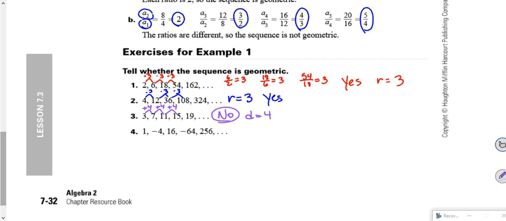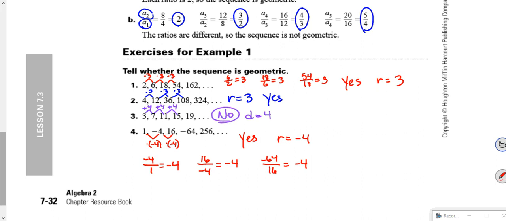The last one here, number 4. Again, to get from one term to the next, 1 to 4 to 16 to 64, it looks like they're all multiples of 4. But notice they're also changing signs. So actually, it looks like this is multiplied by -4, and so on. And we can test that out. -4 over 1 is -4. 16 over -4 is -4. -64 over 16, and poke that in a calculator, -4, and so on and so forth. So this would be another yes, and my R would be -4.